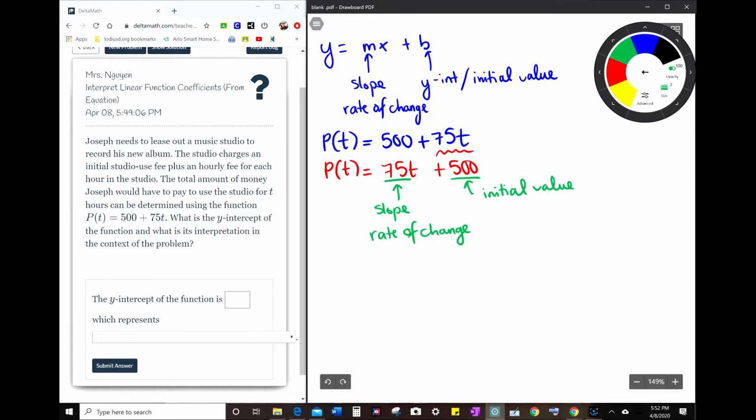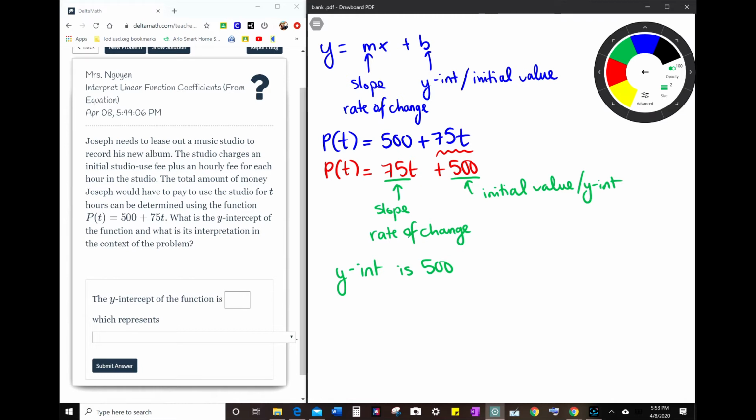So back to the question, what is the y-intercept of the function, and what is its interpretation in the context of the problem? So we know right away the initial value or y-intercept is 500. And so 500 is the y-intercept. And then what is the interpretation in the context of the problem?